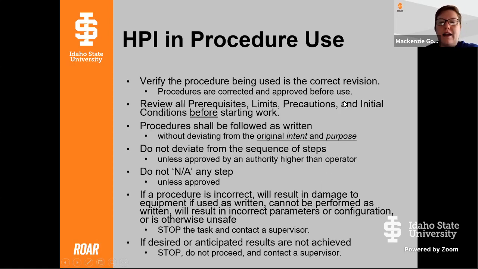At the beginning of a procedure, there's going to be a section that talks about prerequisites, limits, precautions, and initial conditions. These are things that have to be evaluated before you start work. So before the action steps in the procedure portion where you actually do the work, verify that everything that says doing this procedure for this work is valid is actually met. So those prerequisites, those limits, precautions, initial conditions, shall be followed as written without deviating from the original intent and purpose.